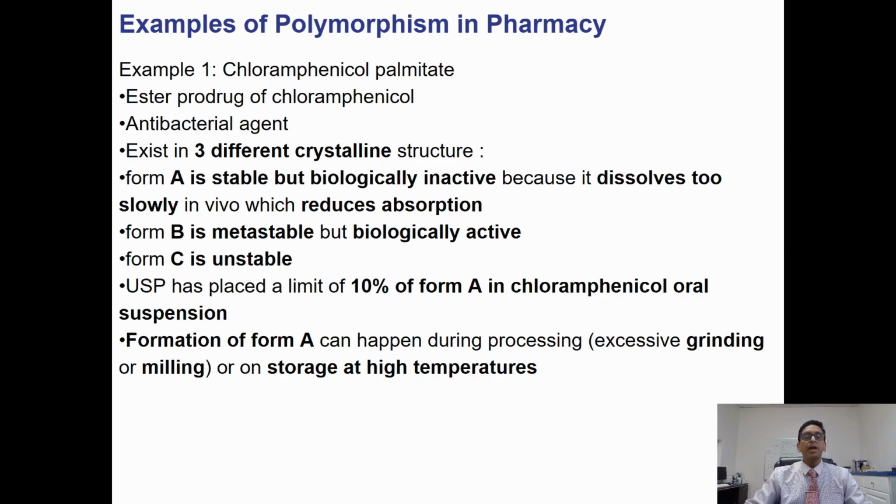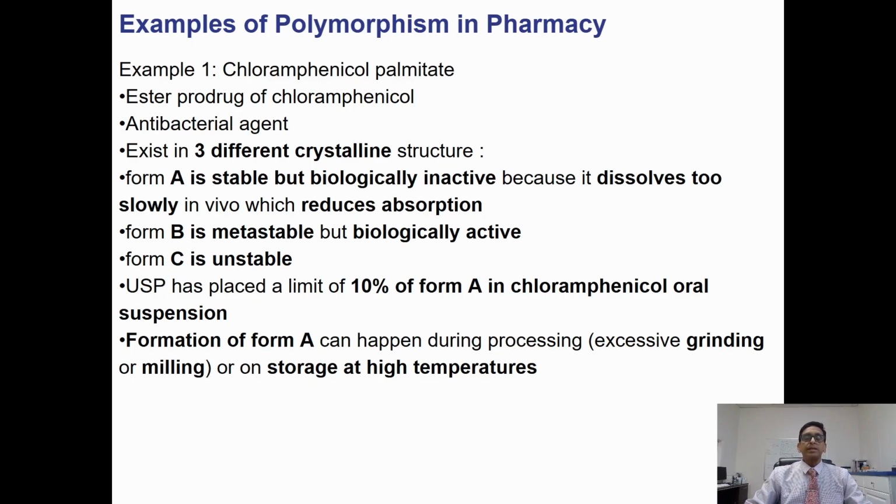which is an antibacterial agent. It is noticed that chloramphenicol palmitate has three different crystalline structures, or three different polymorphs. Polymorph A is considered to be stable but biologically inactive, because it dissolves too slowly to get absorbed, which reduces the bioavailability because of slow solubility or slow absorption into the systemic circulation. Polymorphic form B is considered to be metastable, but it is biologically very active. Similarly, there is another form called polymorphic form C, which is totally unstable.